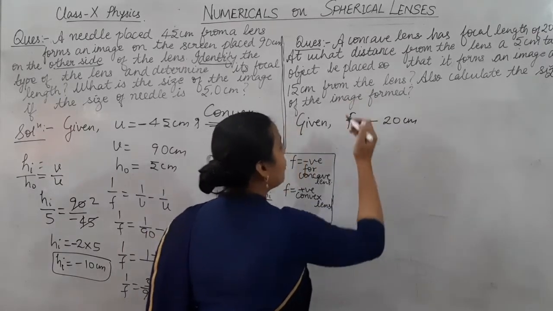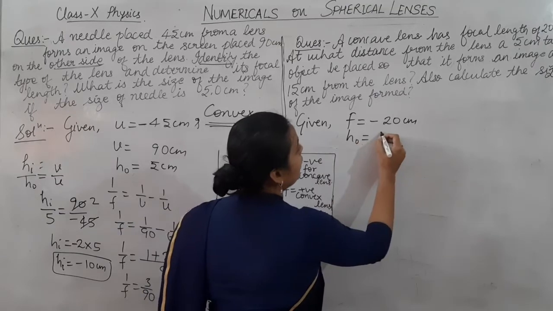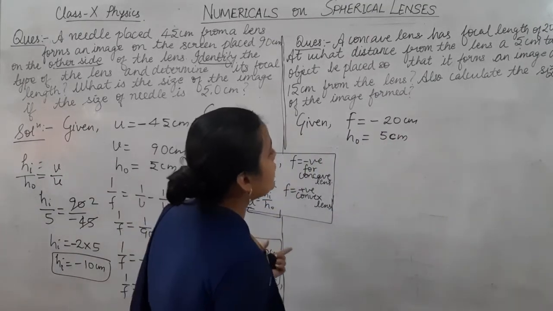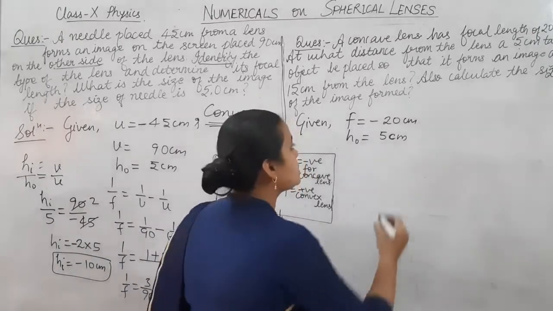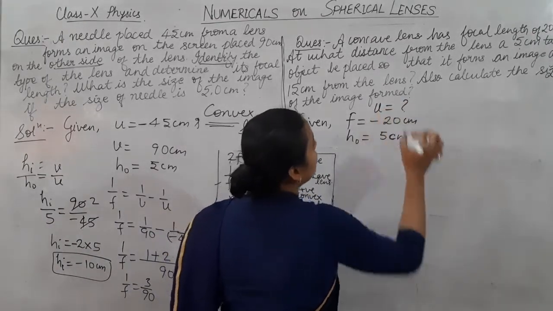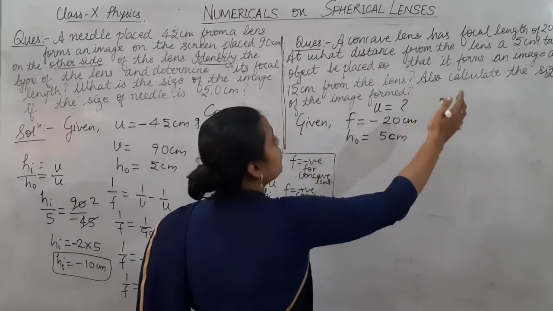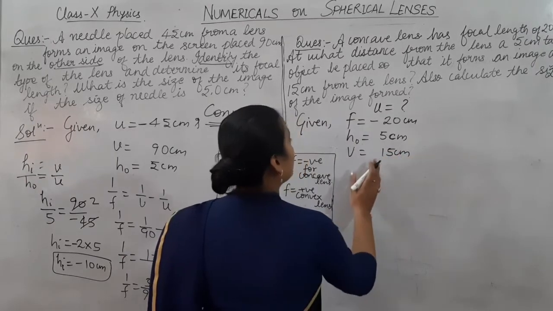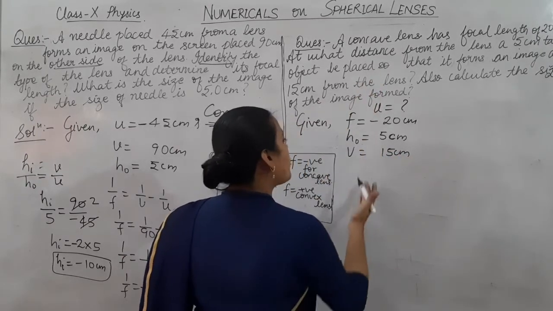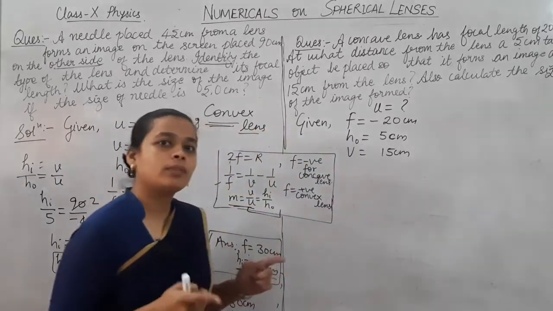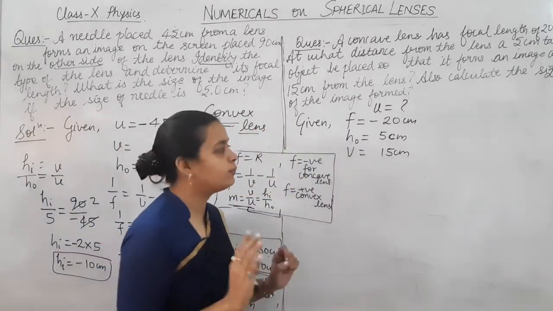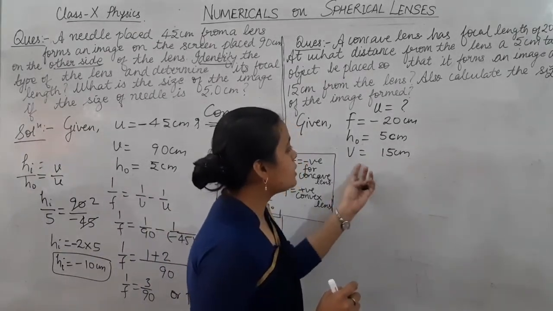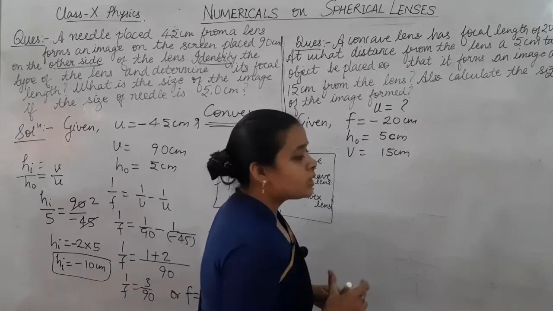A 5 centimeter tall object means HO is given to you as 5 centimeter. At what distance it will be placed means the object distance is being asked here. U is asked, so that it forms an image at 15 centimeter. V is given to you as 15 centimeter. It is a lens where the image distance, as in the previous questions, I have taken negative. Image is coming, means image distance is given. Object distance we have to find out.